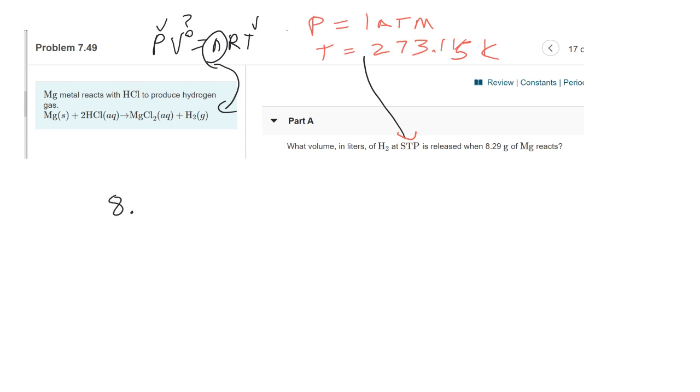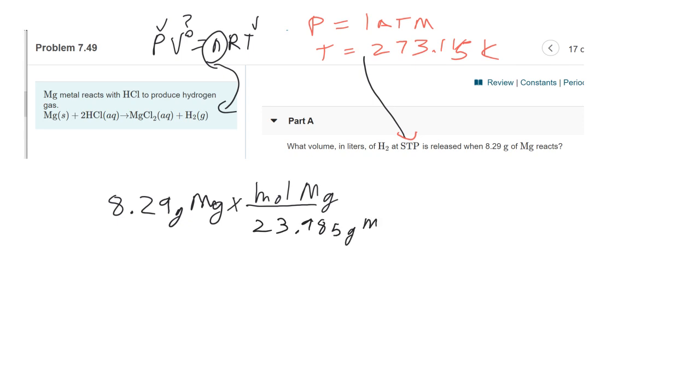So we've got 8.29 grams of magnesium. And we go to our periodic table and we convert grams to moles, because that's the only thing that grams are ever good for. And we see that 1 mole of magnesium has a mass of 23.985 grams. We now have moles of magnesium.